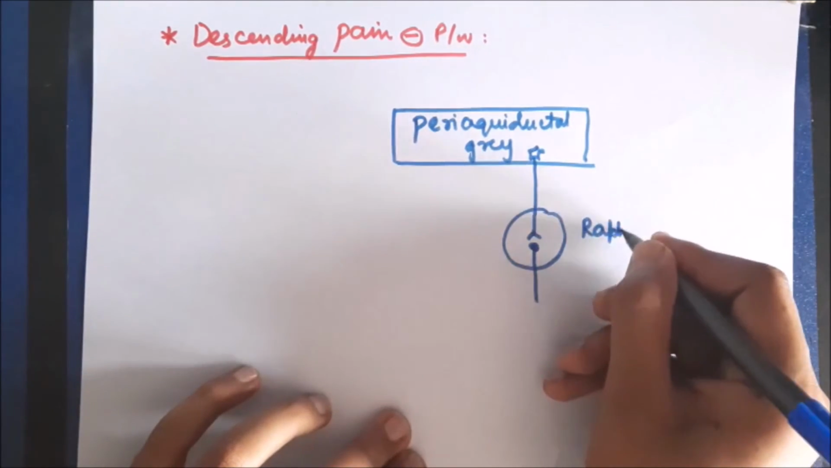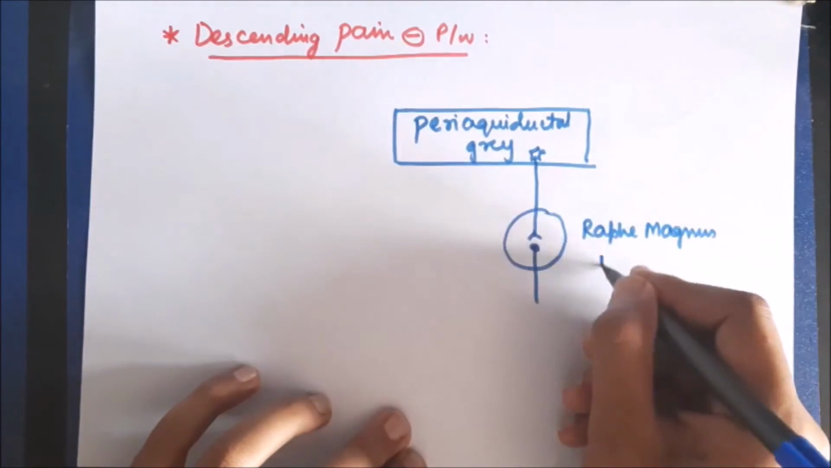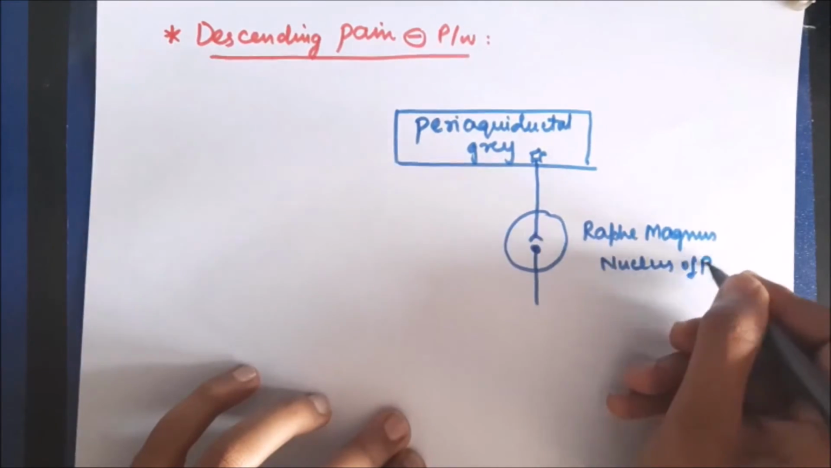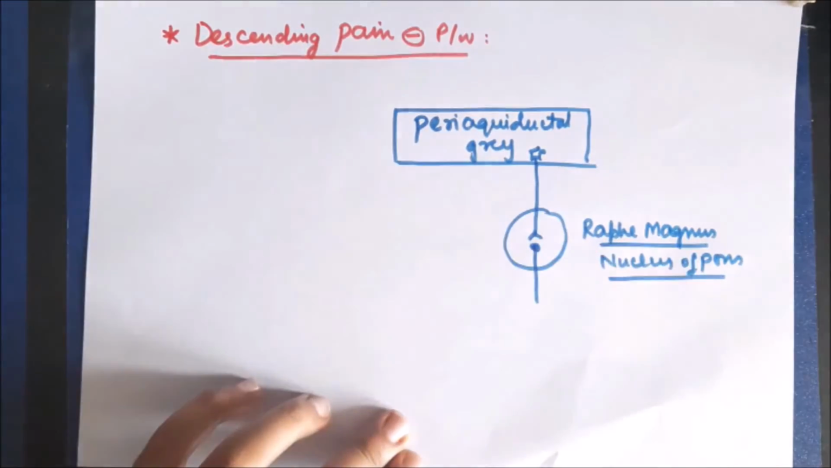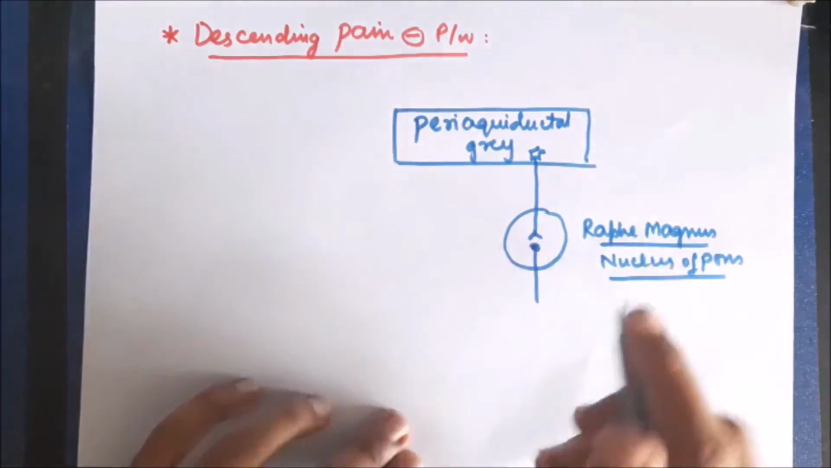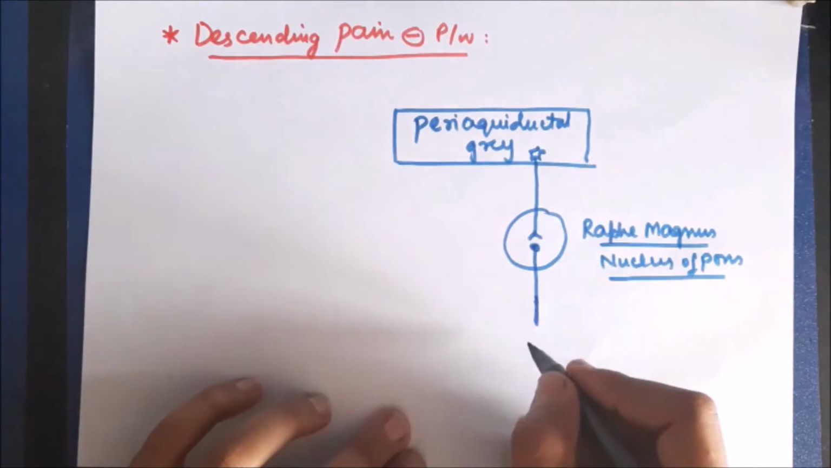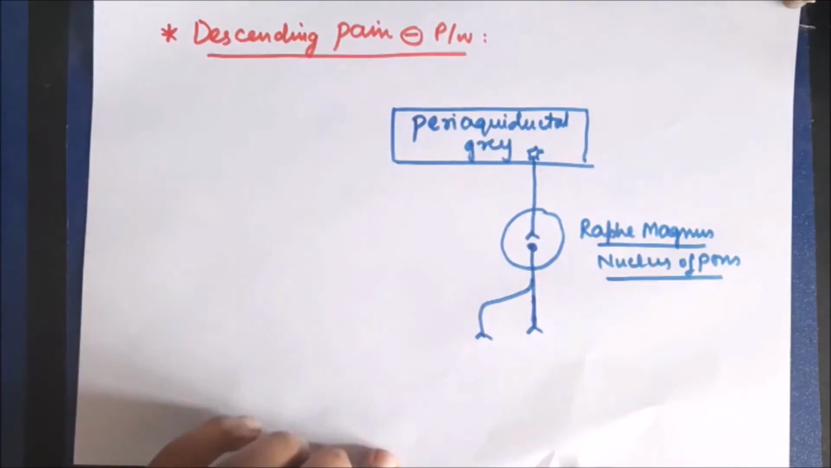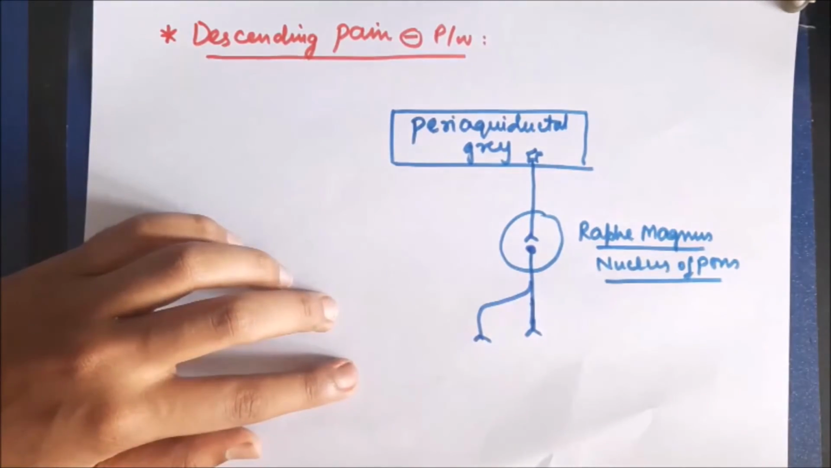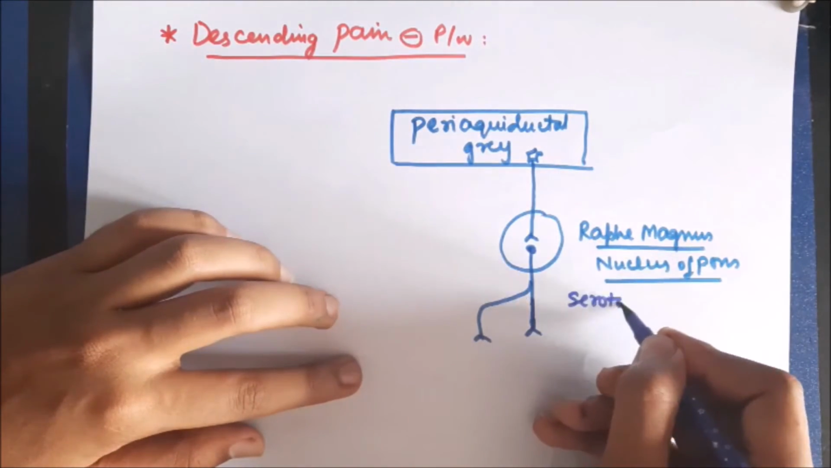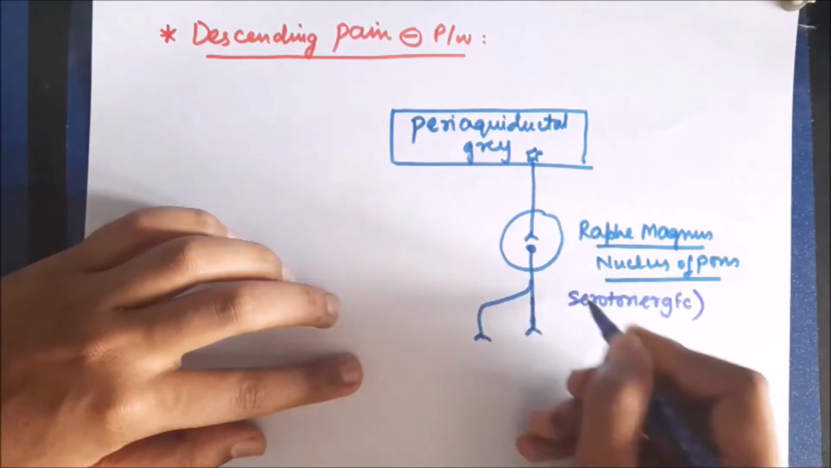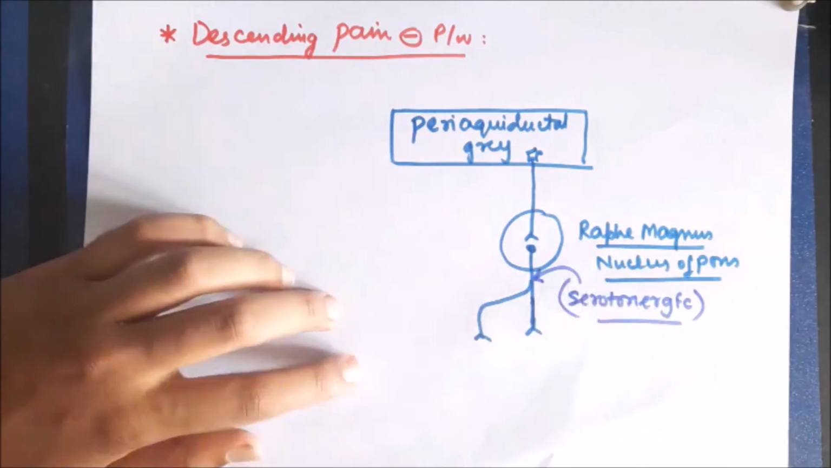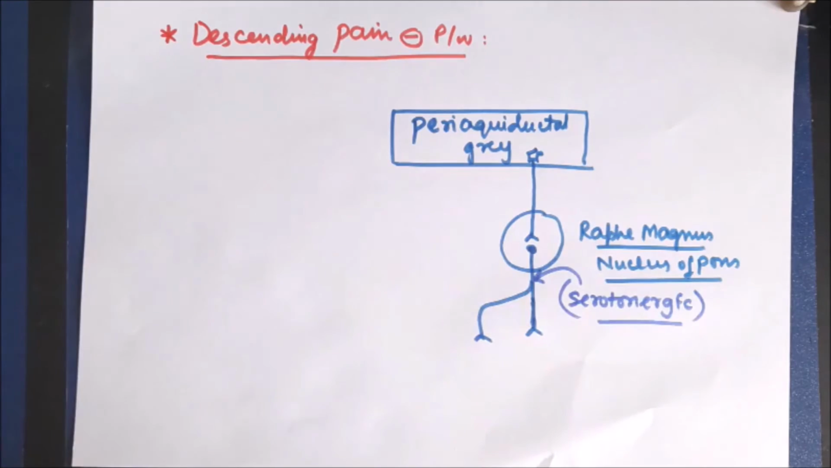This is the Raphe Magnus nucleus. Now the neurons of the Raphe Magnus nucleus are serotonergic neurons, and these neurons also give various collaterals. They synapse with other inhibitory neurons which are enkephalinergic neurons. So now let us draw a spinal cord first.